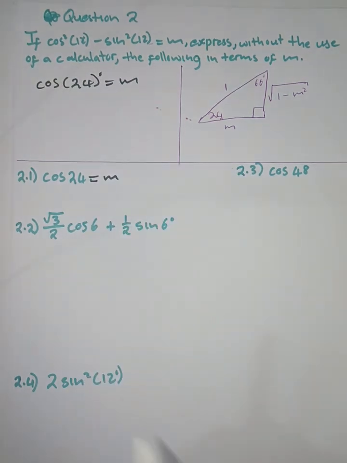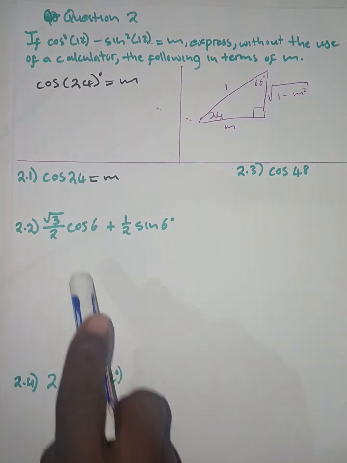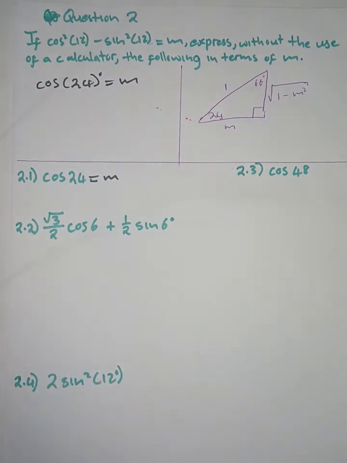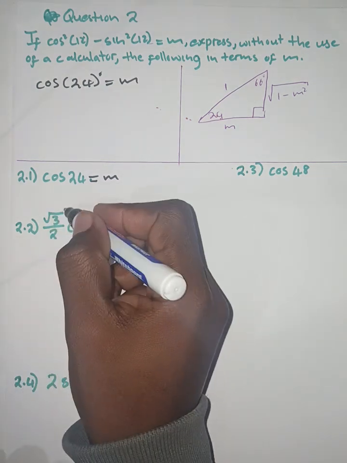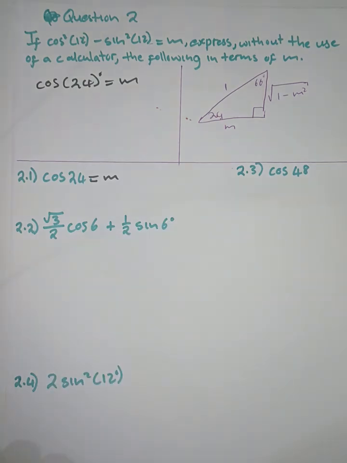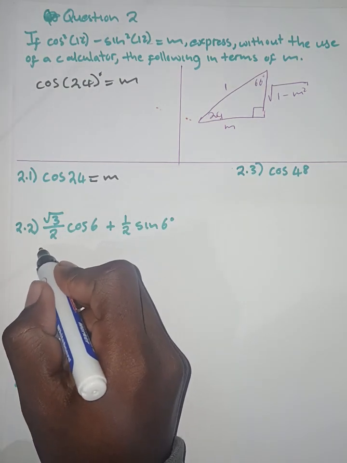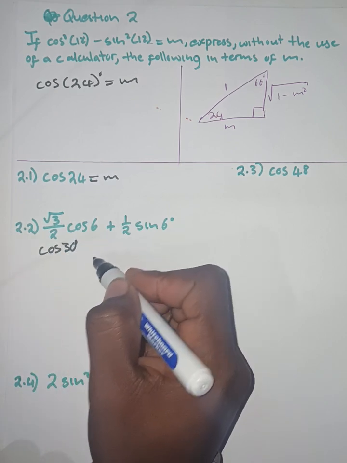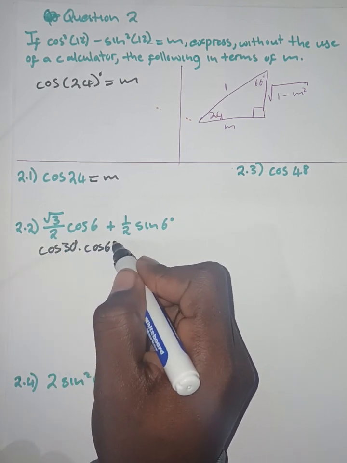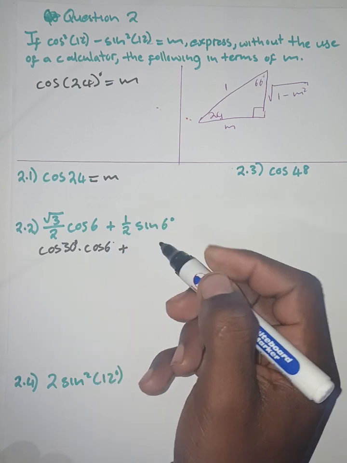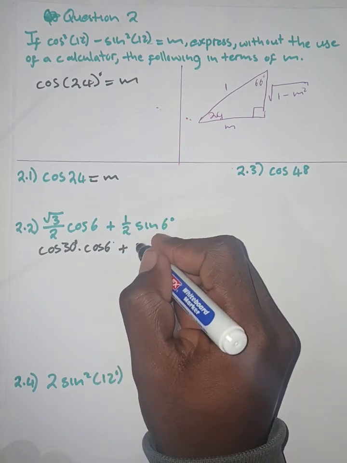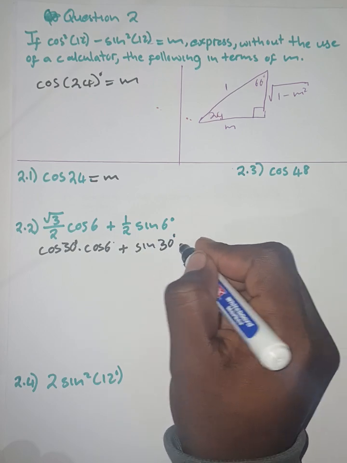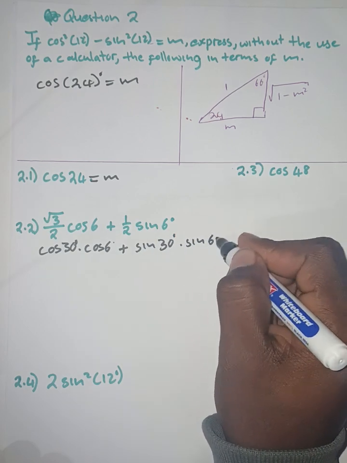Now they want the value for root 3 over 2 multiplied by cos of 6 degrees plus a half multiplied by sine of 6 degrees. What you might notice is that root 3 over 2 is cos of 30 degrees. So I'm going to rewrite this as cos of 30 degrees multiplied by cos of 6 degrees plus, of course, a half, which we know is sine of 30, so sine of 30 multiplied by sine of 6 degrees.